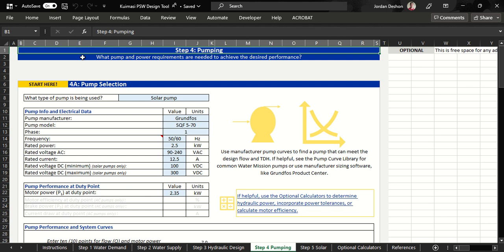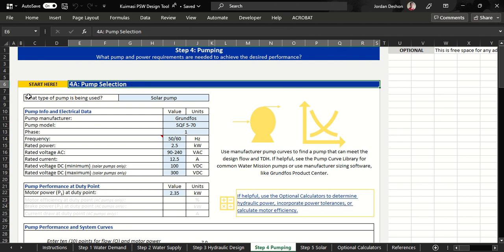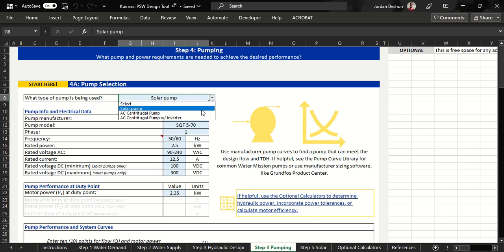is about pumping. And the main question to address here is what pump and power requirements are needed to achieve the desired performance. So under step 4A, we answer this first question: what type of pump is being used? And there's a few to select from this drop-down list. There's a solar pump, an AC centrifugal pump, and an AC centrifugal pump with inverter. For this design example, we're going to select a solar pump.